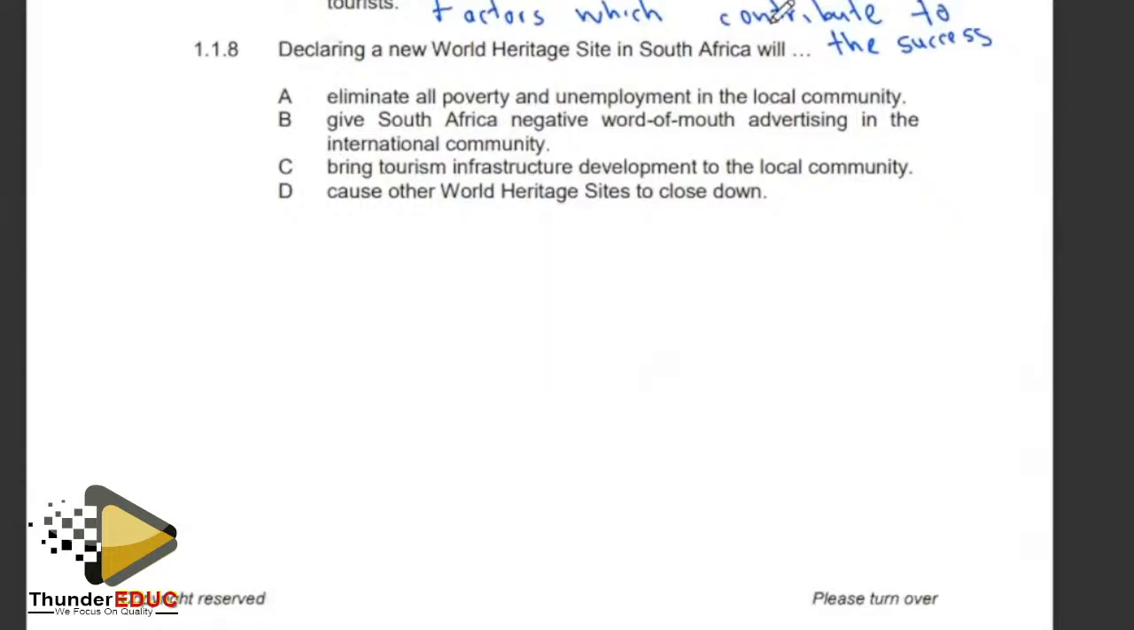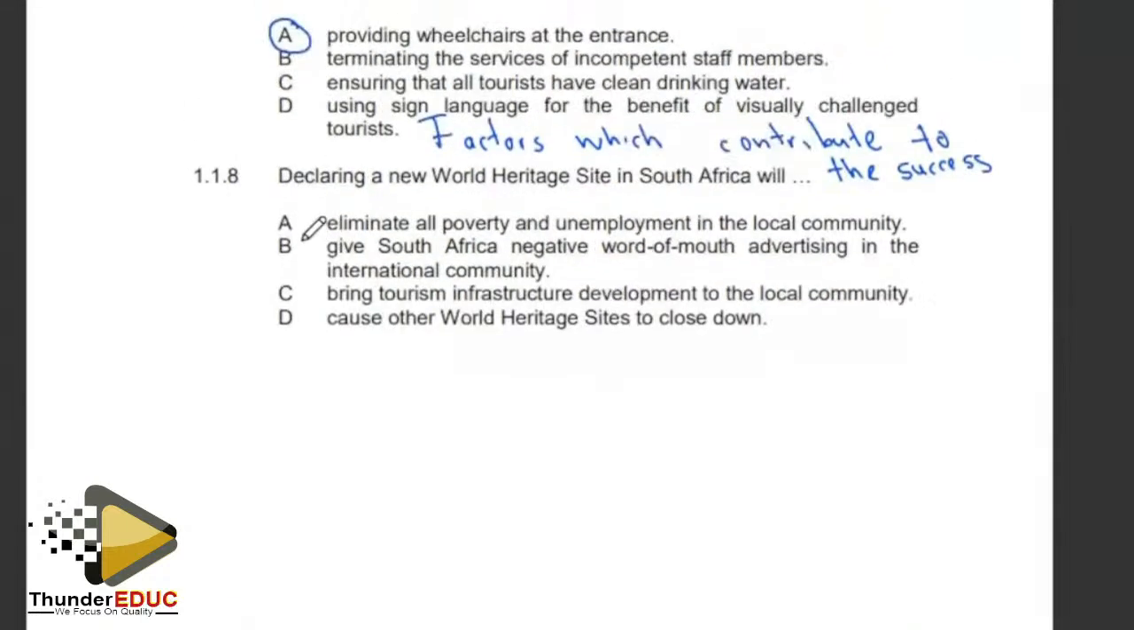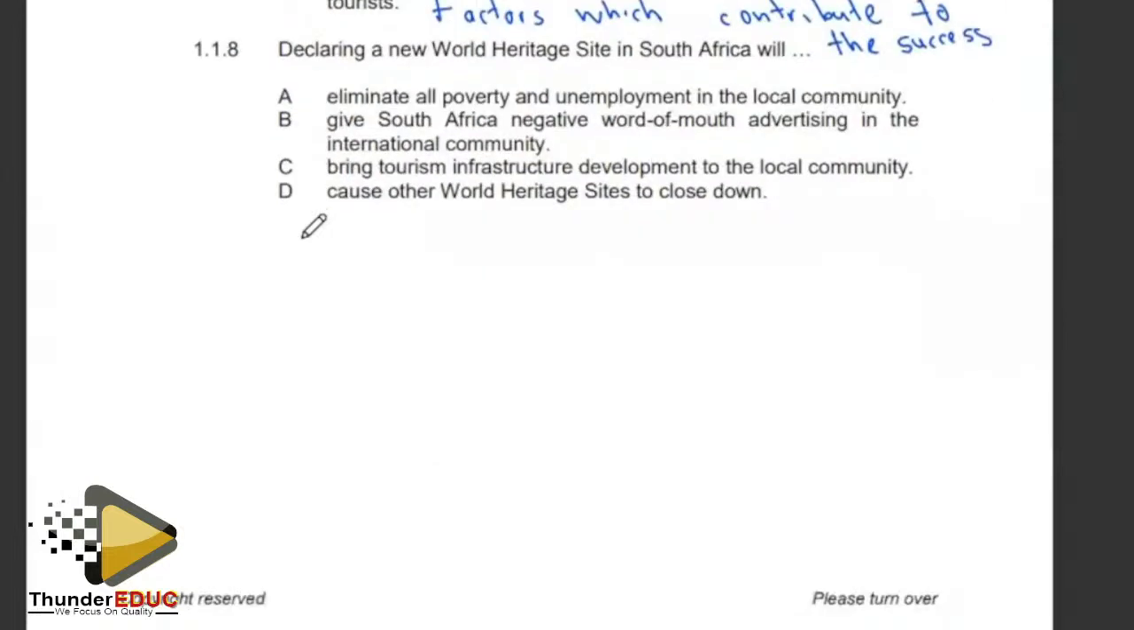Declaring a new World Heritage site in South Africa will. All right, this topic actually falls under World Heritage sites, of which you are aware that South Africa currently has 10 World Heritage sites. So if an 11th World Heritage site is declared in South Africa, what will be the benefit for the local communities? All right, let's eliminate the wrong answers then.